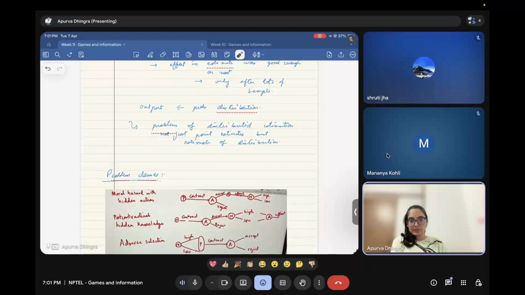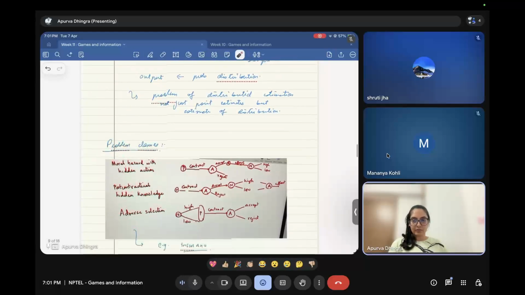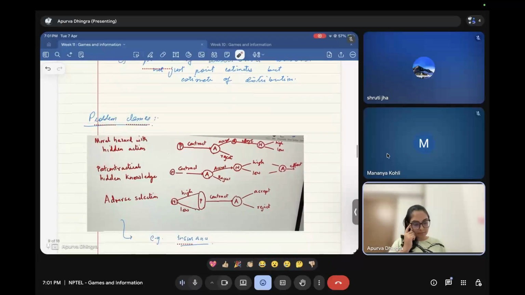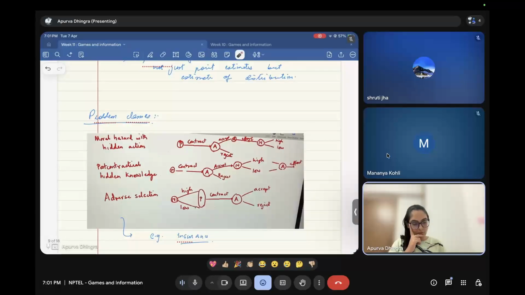Okay, so this gives us a few different ways of looking at what happens when there is a presence of nature. Let's say, for an easy example, all nature is doing is either giving theta with a high value or with a low value. This can lead to a few different problem classes. The first one is a moral hazard problem with hidden action. Here, the principal gives out a contract, and the agent decides whether to accept or reject the contract. If it rejects, the game is over, there's nothing to be done.